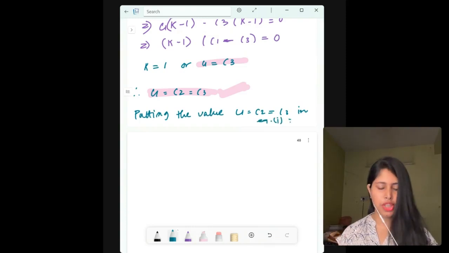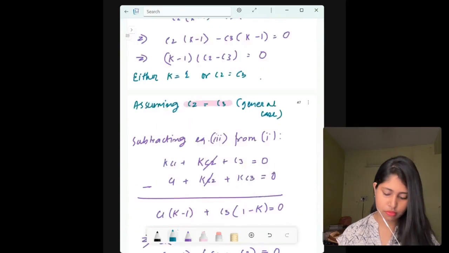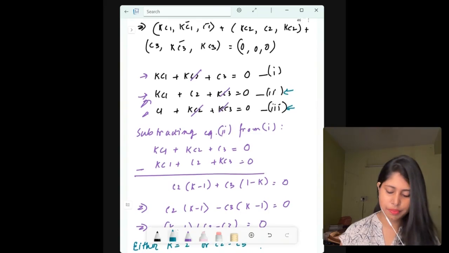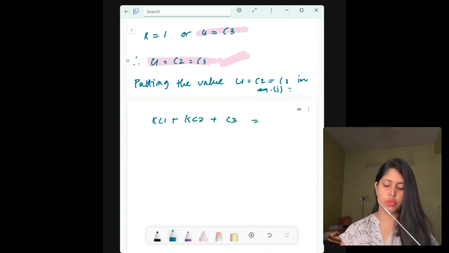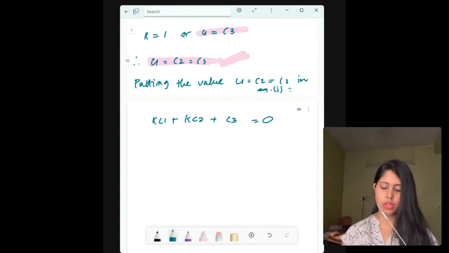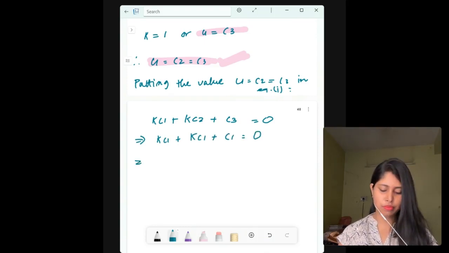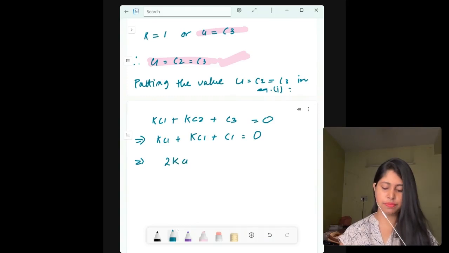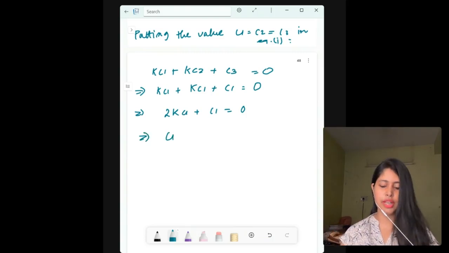Okay. Now what is equation number 1? Equation number 1 is kc1 plus kc2 plus c3 equals 0. Now here we can write c2 and c3 in terms of c1, right? Because they are equal. So we write kc1 plus kc1 plus c1 equals 0. And from here we get 2kc1 plus c1 equals 0. Now from here we factor out c1 as common. Then we get 2k plus 1 equals 0.